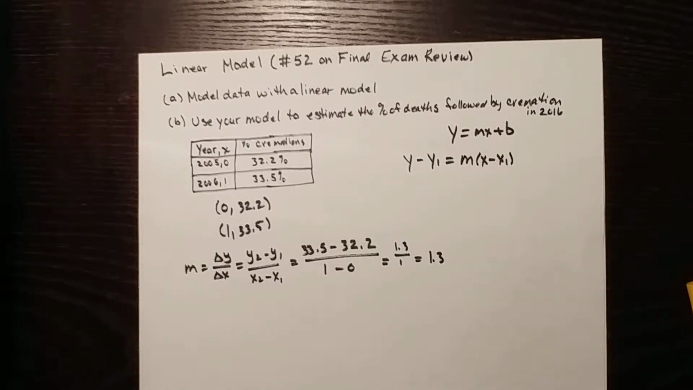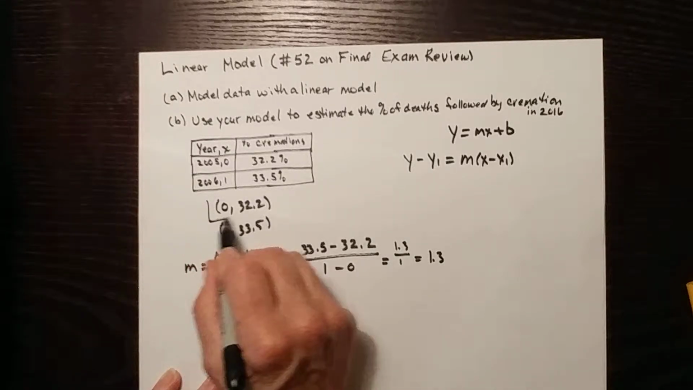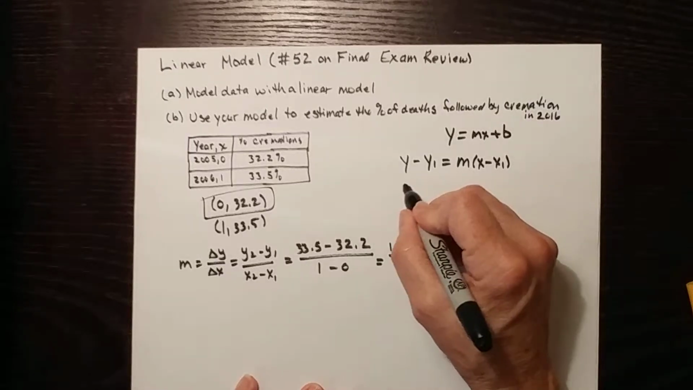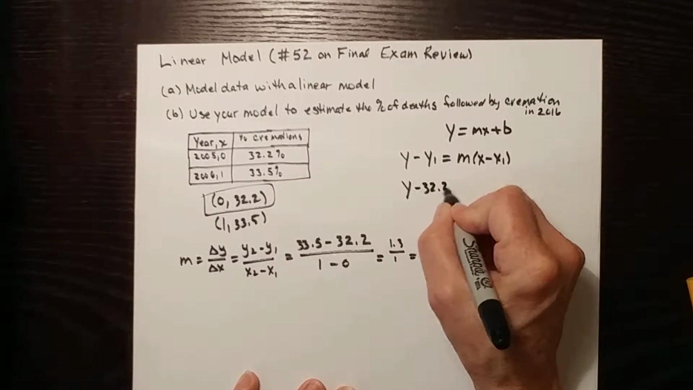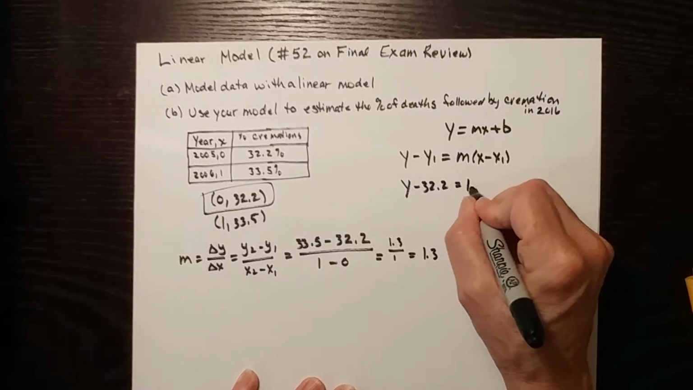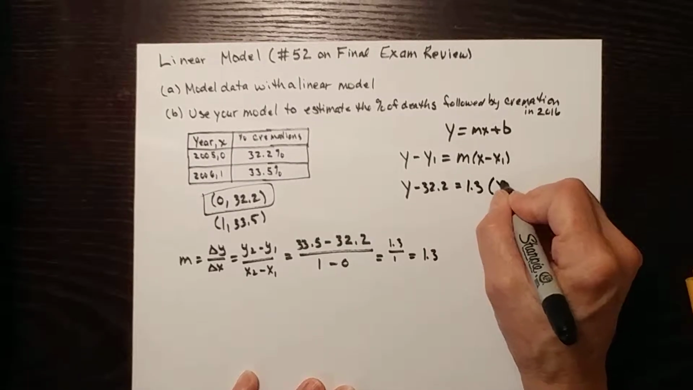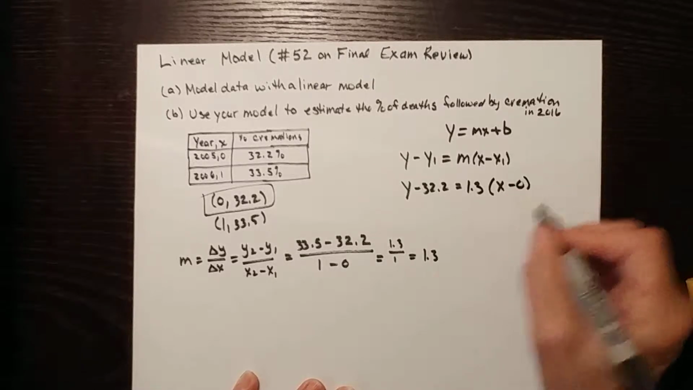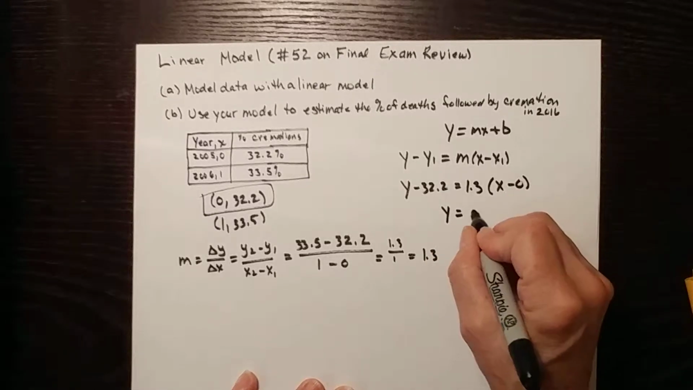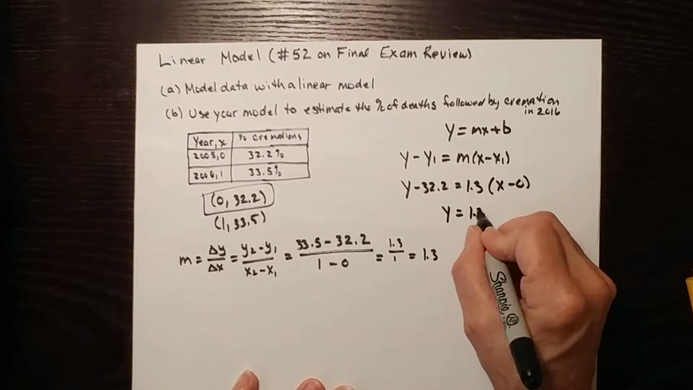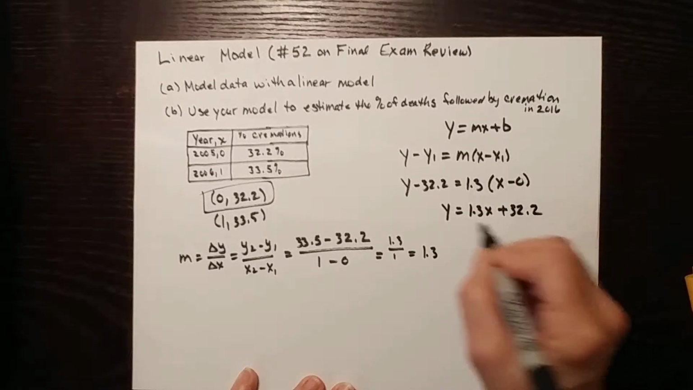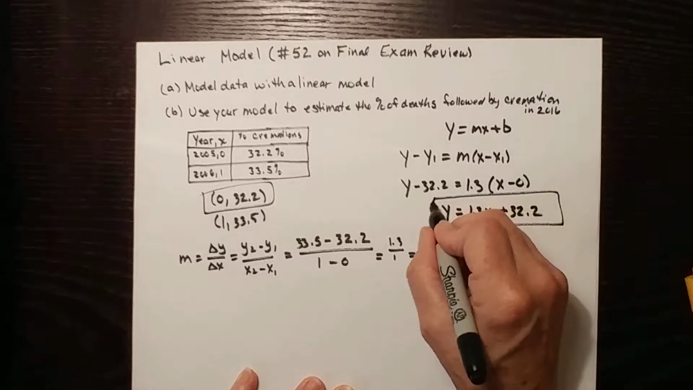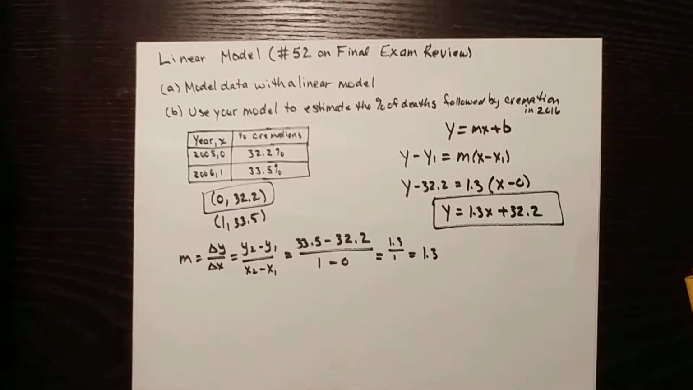Now we just simply choose either point. I'm going to choose this one because the 0 is going to make it real easy. y minus y1, which is 32.2, is equal to the slope, 1.3 that we just calculated, times x minus 0. y is equal to 1.3 times x. I'm going to add the 32.2 to both sides. So y equals 1.3x plus 32.2. This is part A, the model that we could come up with.